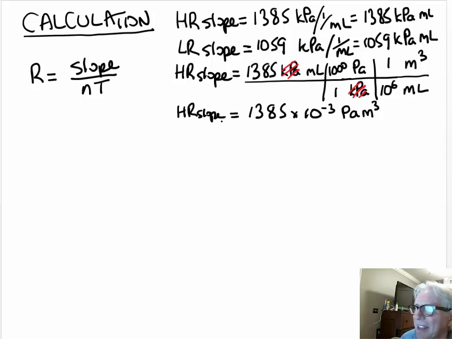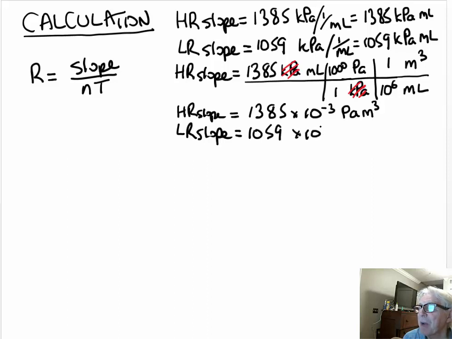And I don't need to do this math again. I can say my lowest reasonable slope is equal to the original number, which is 1059, again, times 10 to the minus 3 pascal meter cubed. Cool. So that's that bit. Let's put that in a little box.